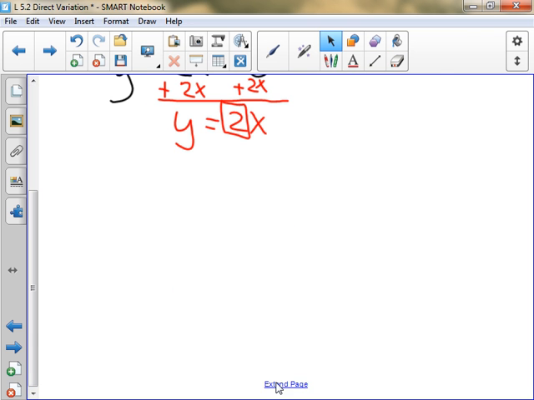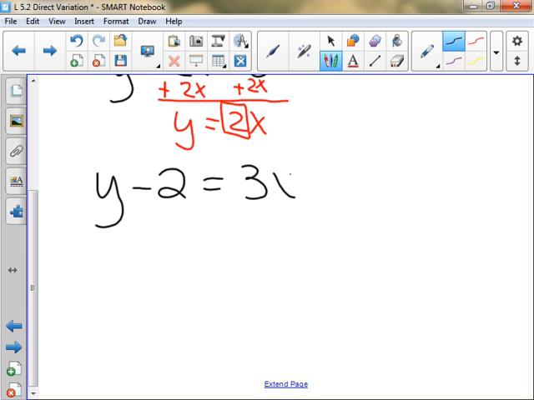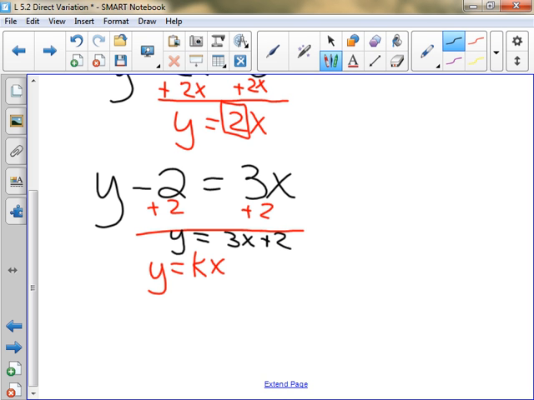Here's another equation. Y minus 2 equals 3x. Now this is not a direct variation problem because it does not show up in the form y equals kx. If I add 2 to both sides, I get y equals 3x plus 2. It has this little added extra plus 2, which means that it's not a direct variation.